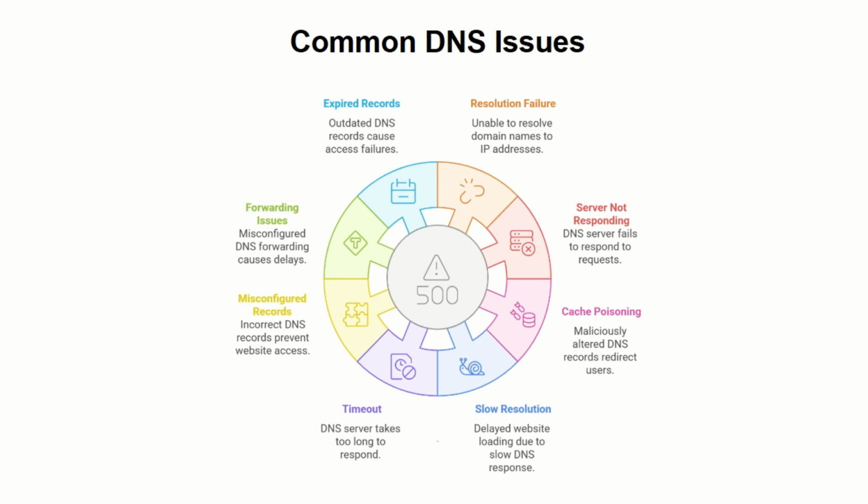This is the misconfiguration. And DNS forwarding issues: if the DNS resolver is configured to forward queries to another DNS server and that server is down or misconfigured, it can cause delays or resolution failure. Expired DNS records and DNS leak. So when using a VPN, DNS requests may be sent through your ISP's DNS servers rather than the VPN's DNS servers, compromising privacy. And domain propagation delay: when DNS records are updated, it can take time for those changes to propagate across the internet. So these are the common issues which regularly happen.